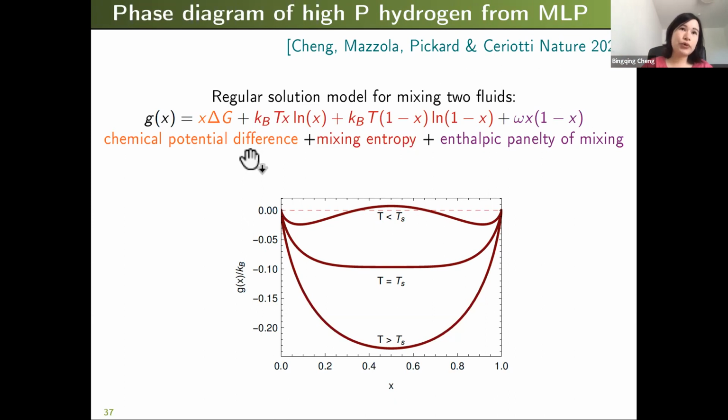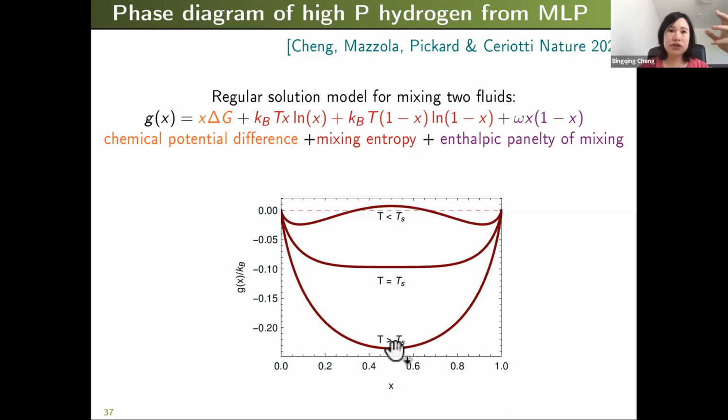One comes from the chemical potential difference between the two phases. The second part is the mixing entropy: when we have two fluids and we mix them, we have an entropic gain. And the third part is the enthalpic penalty of mixing. The reason is that when we mix two fluids, because they're not ideal, the non-ideal effects are captured by this third term. So from this regular solution model, we will have three scenarios.